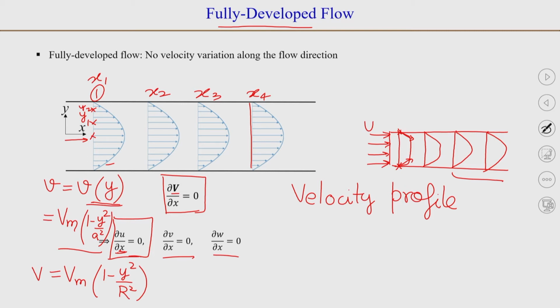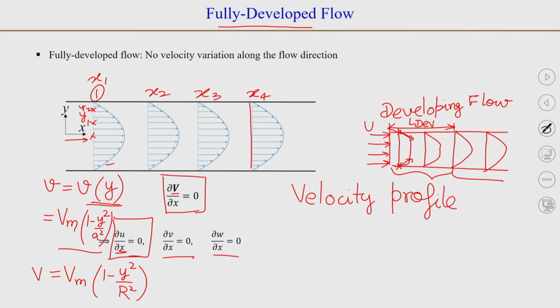The flow that occurs before the flow becomes fully developed is known as developing flow. And the length that is required for the flow to become fully developed is known as development length or the entrance length.